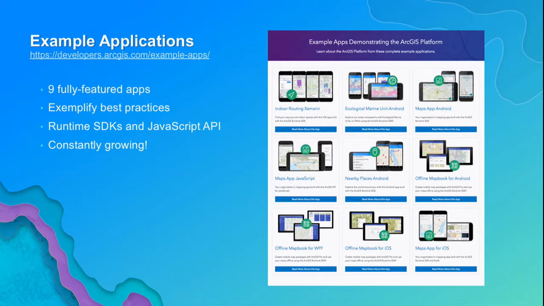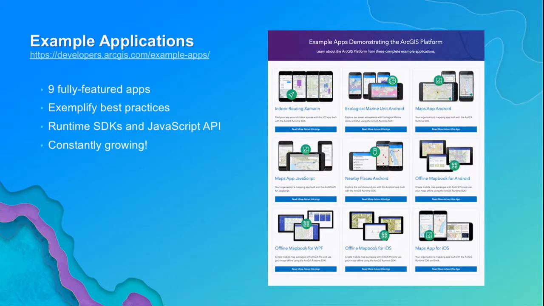So we do have 9 different fully featured example apps. These are all applications that are built either on the Runtime SDKs or the JavaScript API. And they're all featured on our developer site, developers.arcgis.com. They just recently redid that site, but if you were to go to the homepage there's a Get Started button. And if you scroll down, you'll see a little banner about ArcGIS Dev Labs, which is another really great way to get familiar with our SDKs and APIs.